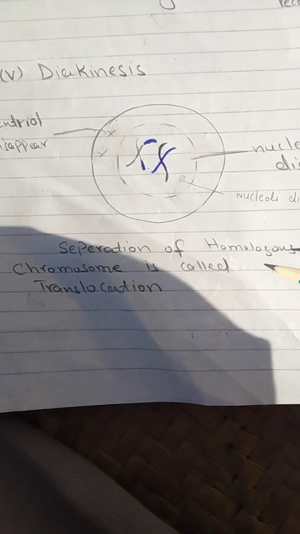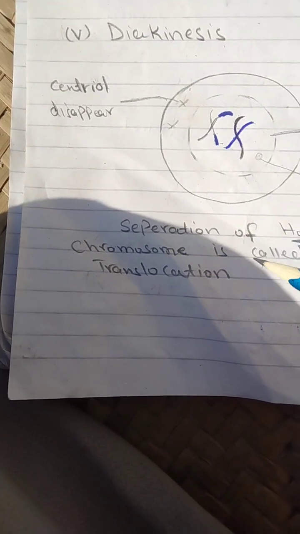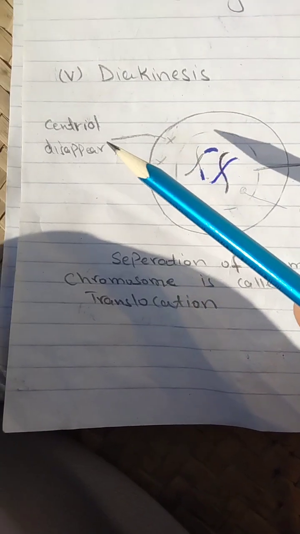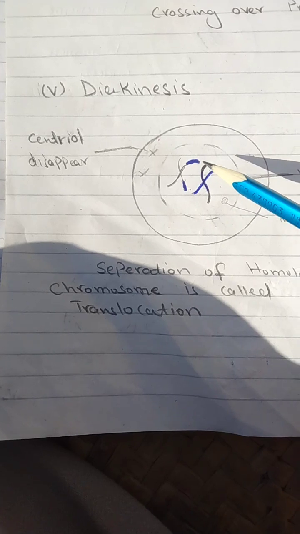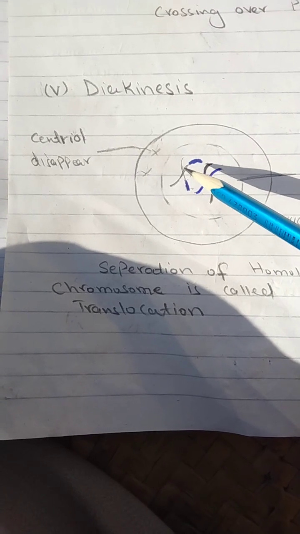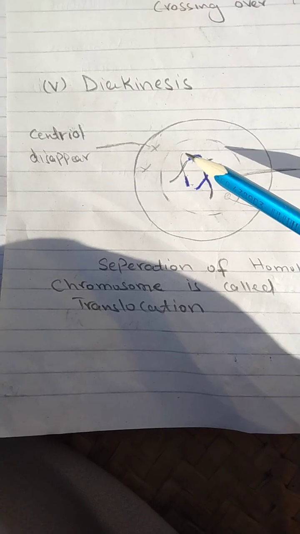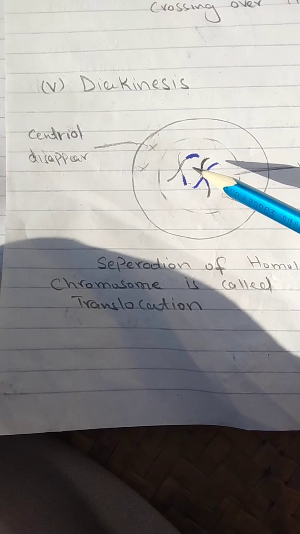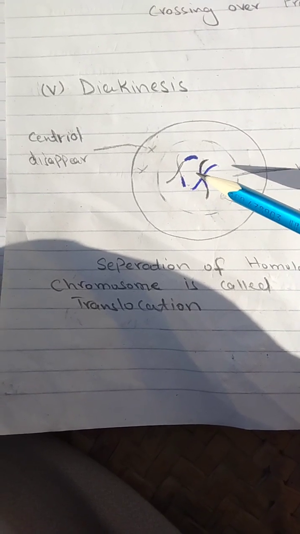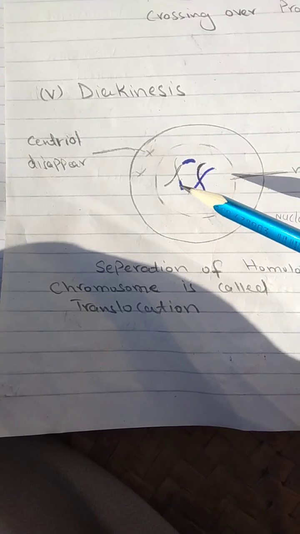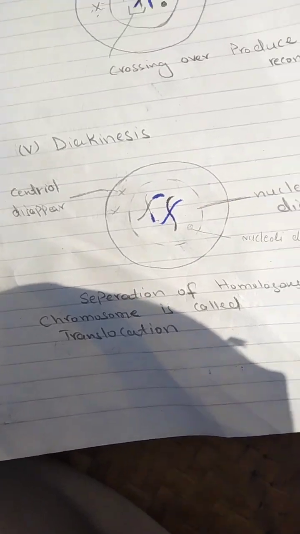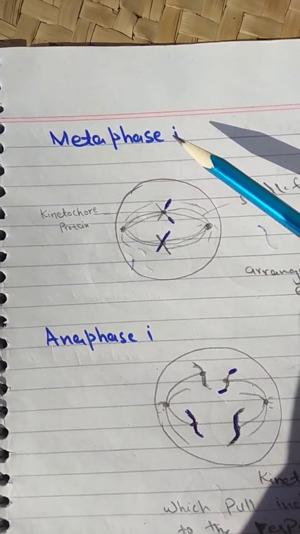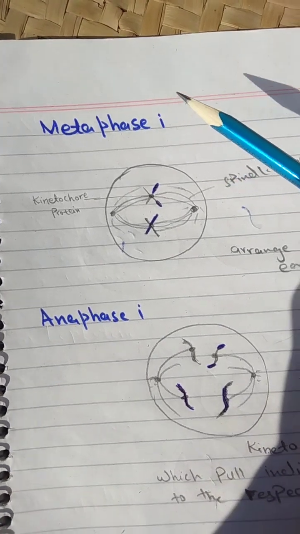Now, the separation of the homologous chromosomes is called translocation. Translocation of genes takes place in diakinesis. Some father genes translocate to the mother chromosomes, and some mother genes translocate to the father chromosomes. This is called genetic recombination, and this is called variety change.